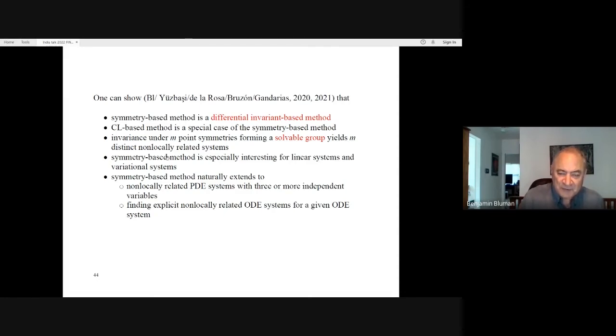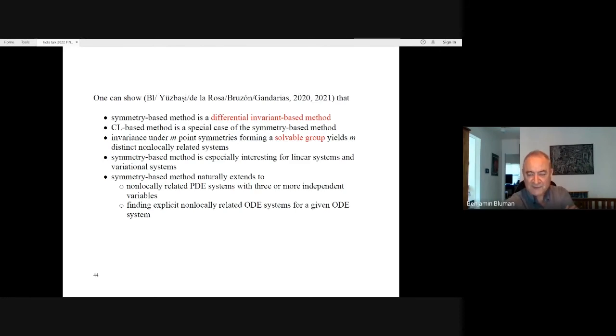The papers also show that the symmetry method is especially interesting for linear systems and variational systems, and that the symmetry-based method naturally extends to non-locally related PDE systems with three or more independent variables. And most important, and this has not been exploited yet, there's a lot of work to be done here, is that we can find explicitly non-locally related ODE systems for a given ODE system systematically.